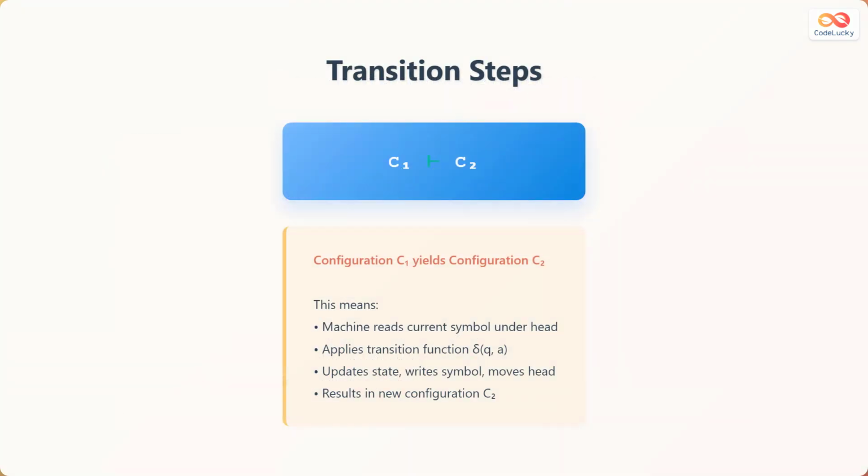Each step in a computation sequence represents a transition from one configuration to the next. We denote this transition using the notation C1 yields C2, where C1 is a configuration that yields C2. This notation means that the machine reads the current symbol under the head, applies the transition function delta of Q and A, which involves updating the state, writing a symbol, and moving the read or write head. This results in a new configuration C2.